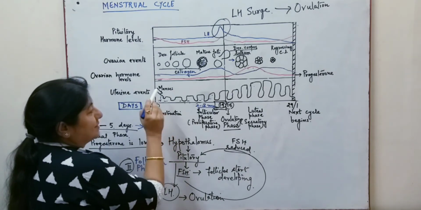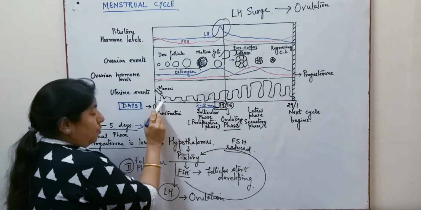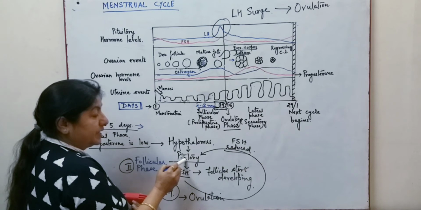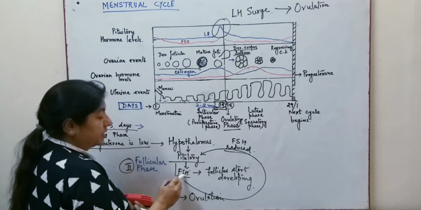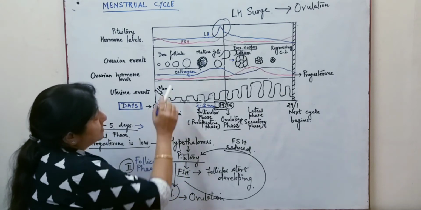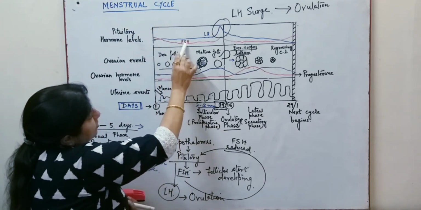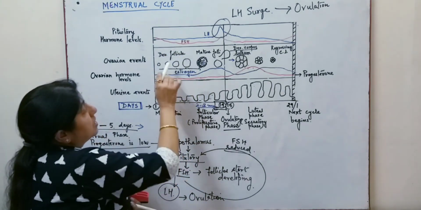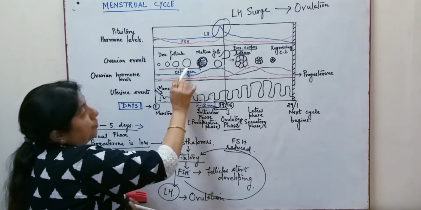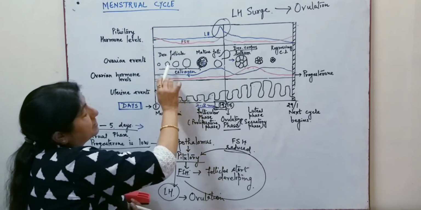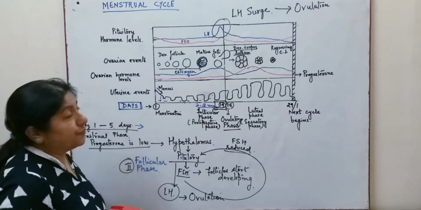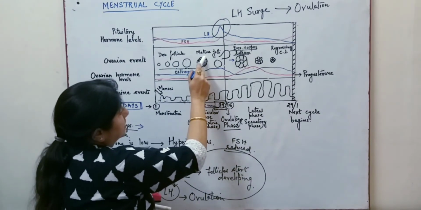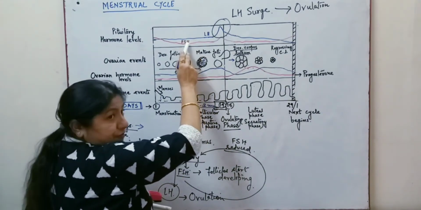Now, as the level of progesterone is low, it stimulates the hypothalamus, which in turn stimulates the pituitary to produce the follicle stimulating hormone. As the follicle stimulating hormone is produced by the pituitary, the process of development of the follicle starts, and there is change from the primary follicle to tertiary follicle and finally to the Graafian follicle. So here we have the Graafian follicle under the influence of FSH.